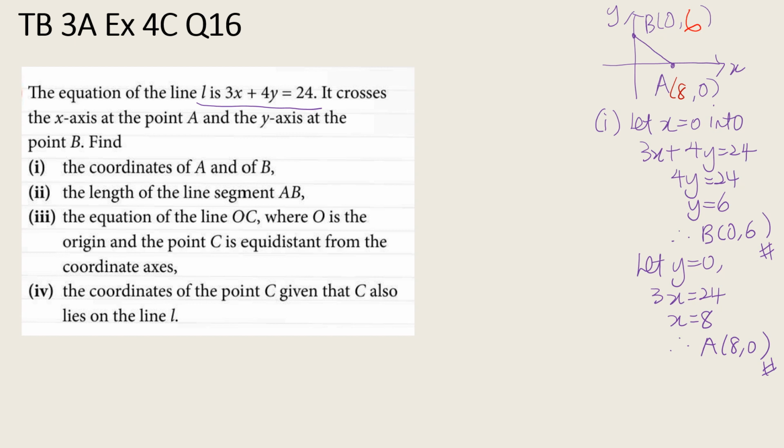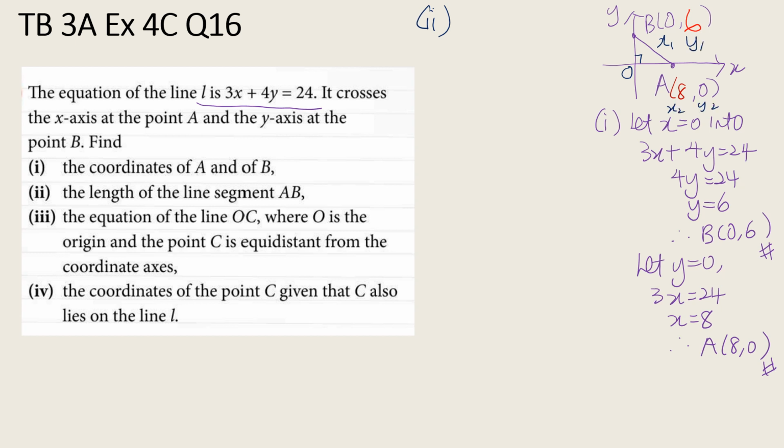How about part 2? What are we supposed to do? The length of the line segment AB, that's pretty easy. You can see that triangle OAB is a right angle triangle, so you can just use Pythagoras theorem. If not, you can just use the formula to find the length, with x1, y1 and x2, y2.